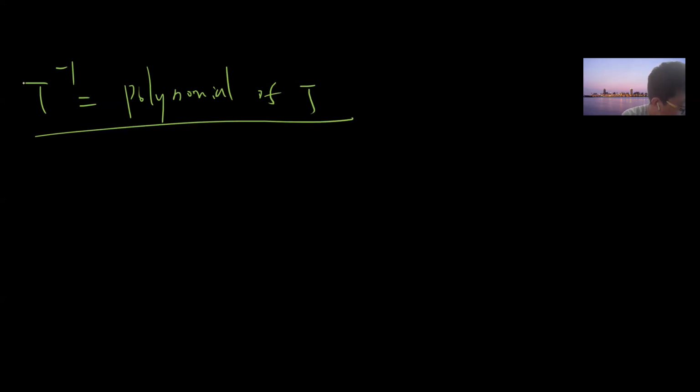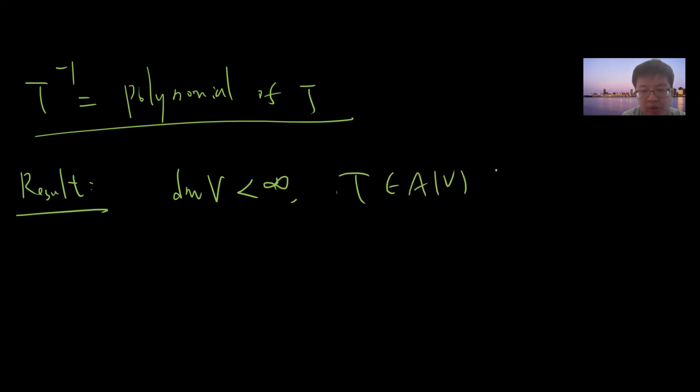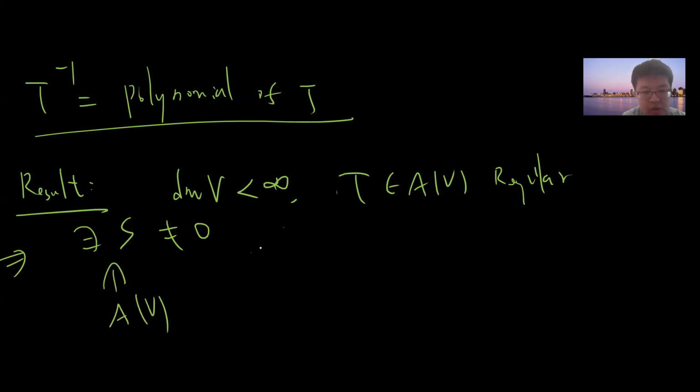Okay, so there's another result that I think is also important. If V is finite dimensional, then T is regular. So basically it's invertible, right? So that means there exists S non-zero. So the result will imply that there exists S non-zero inside A of V, such that ST equals TS equals 0.